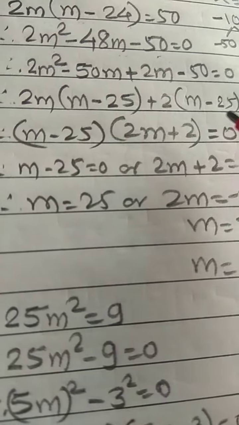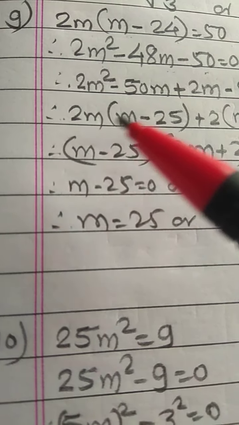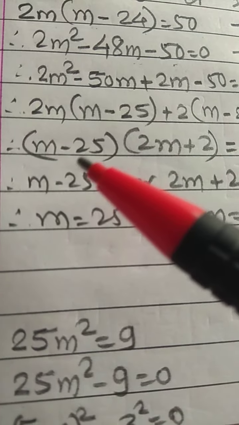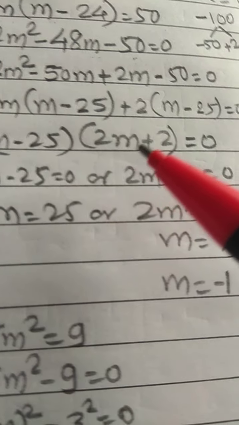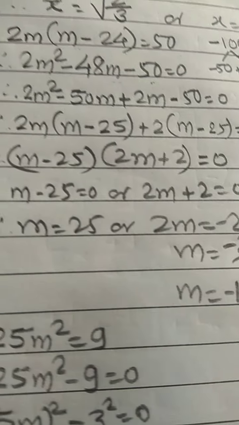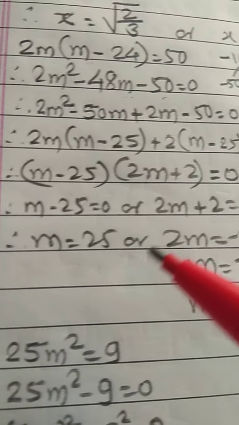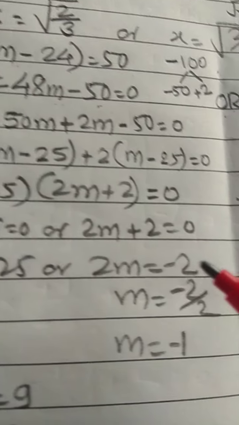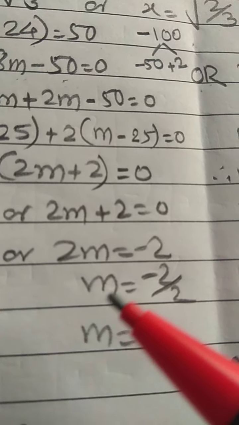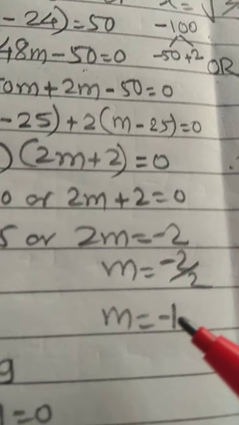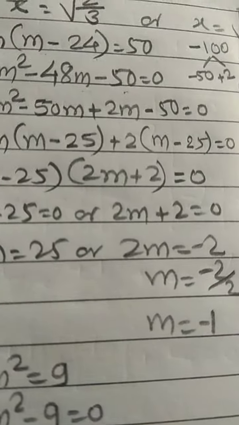m minus 25 is common here. What remains here is 2m plus 2. Either m minus 25 equal to 0 or 2m plus 2 equal to 0. Therefore m equal to 25 or 2m equal to minus 2, that is m equal to minus 2 upon 2, that is m equal to minus 1.